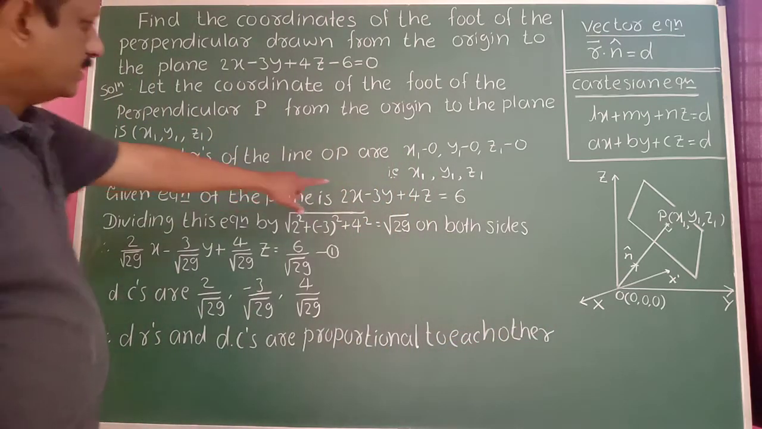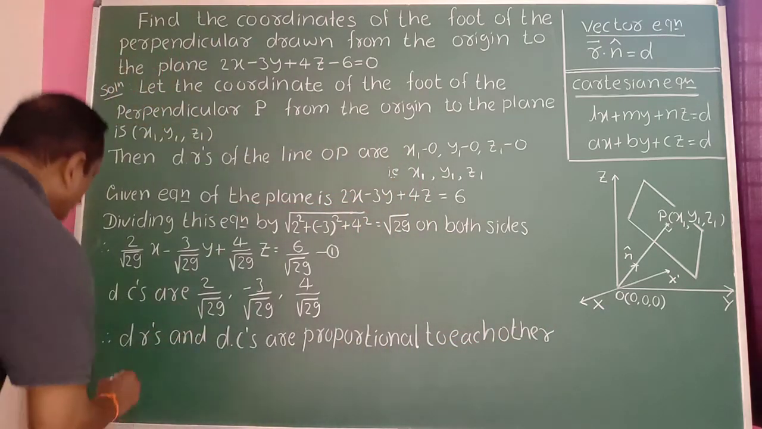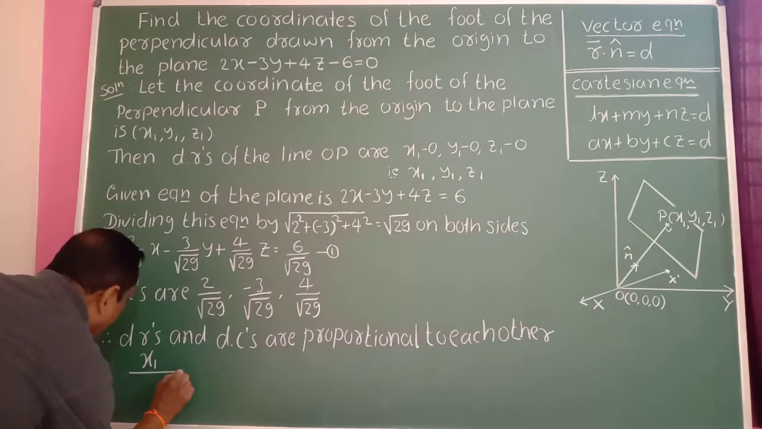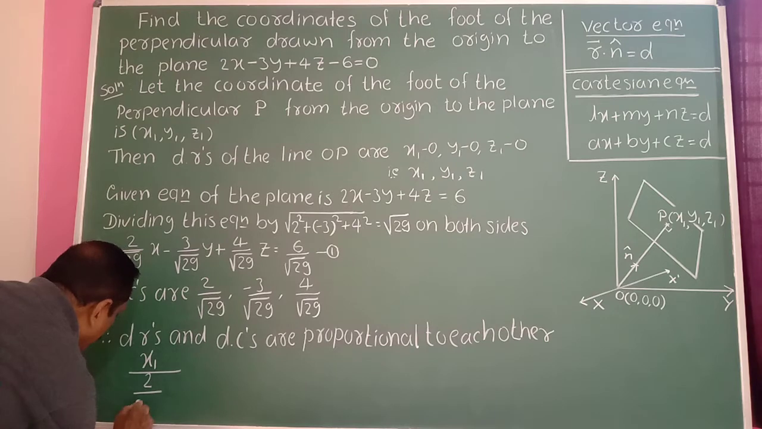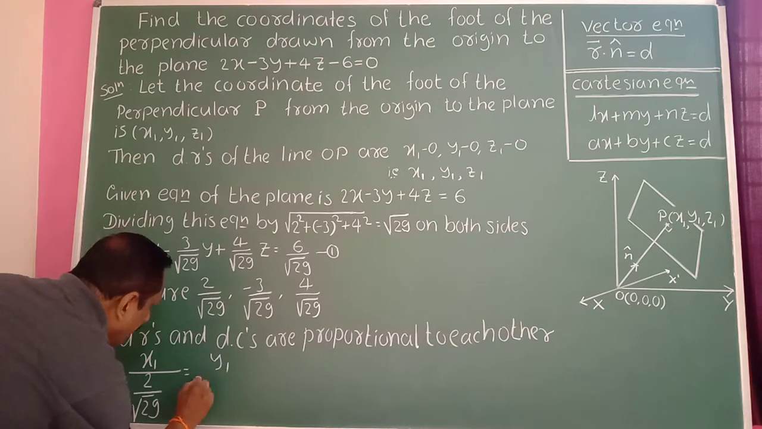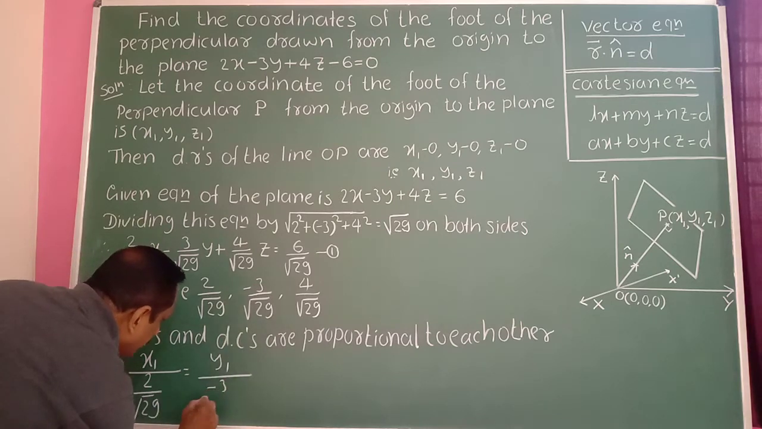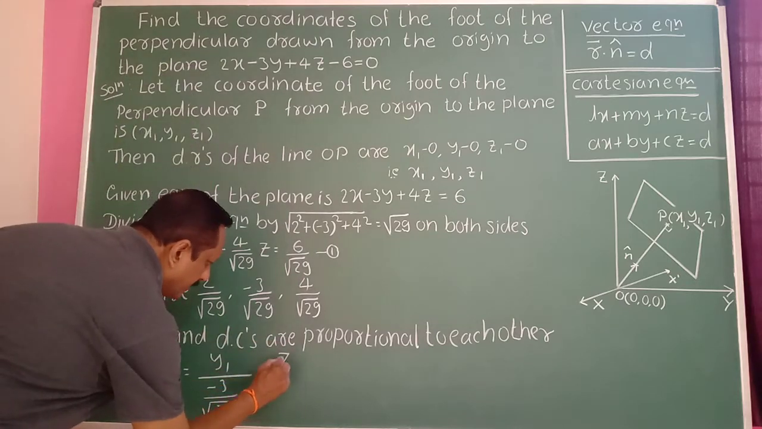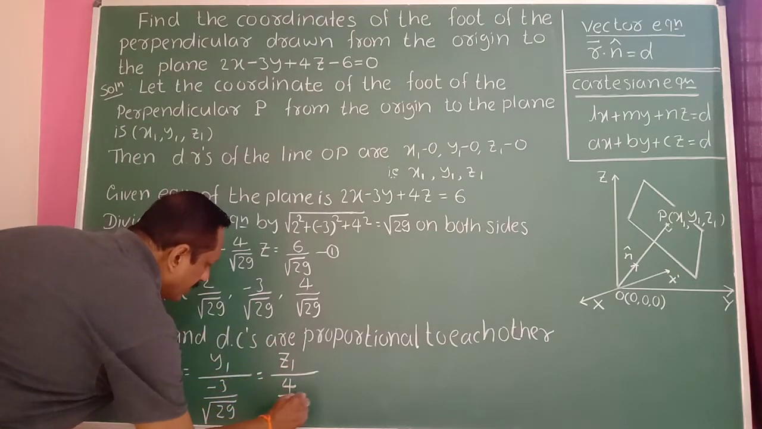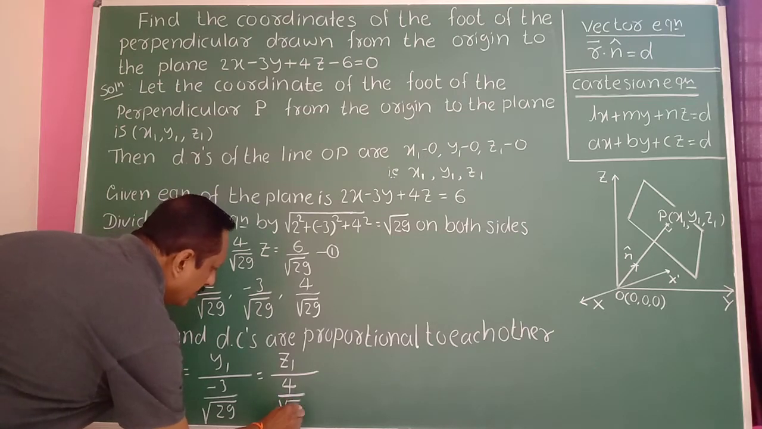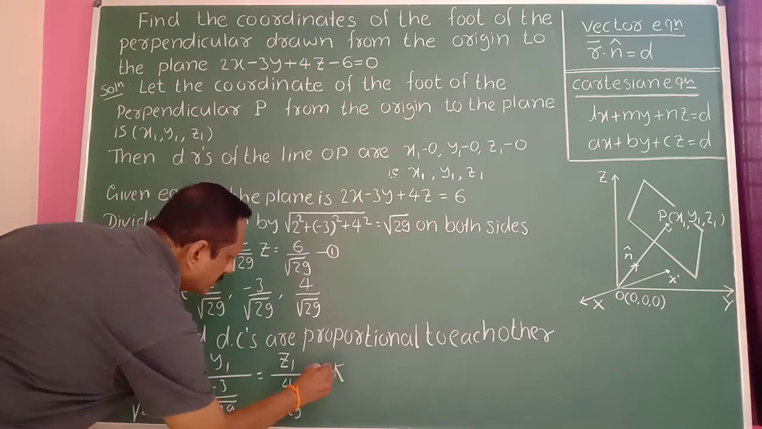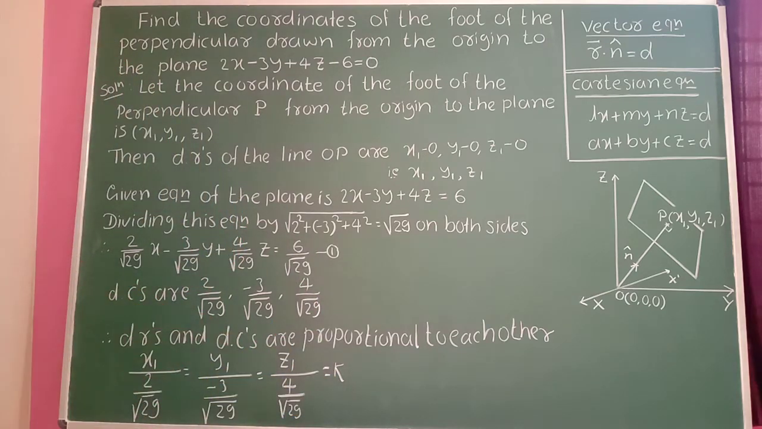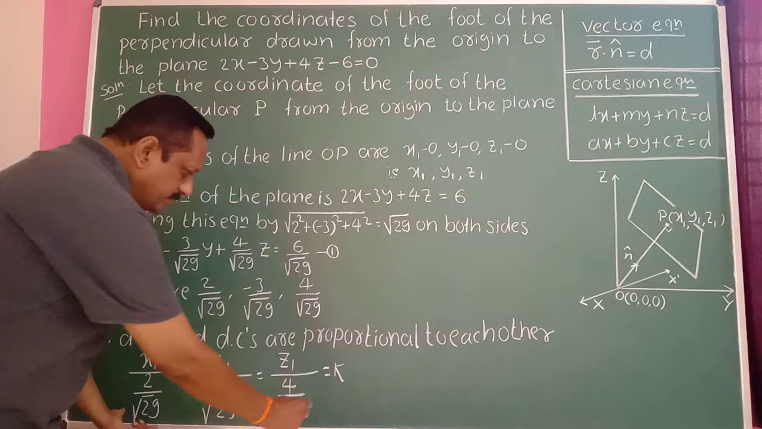So you can write here x1 divided by 2 divided by root of 29 is equal to y1 divided by minus 3 divided by root of 29, is equal to z1 divided by 4 divided by root of 29, is equal to some constant k. K is some constant here.